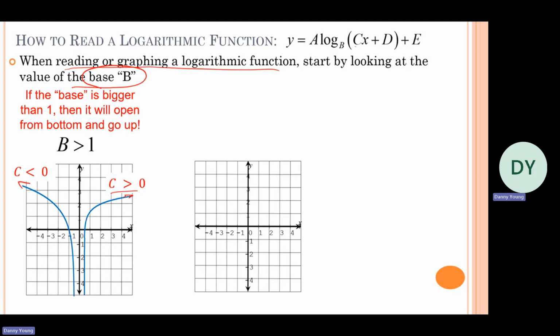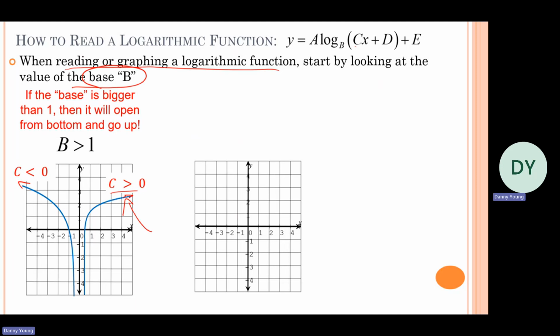Keep in mind that if the base is bigger than 1, it will always go from the bottom and go all the way up like that. B is your base. If you ever get confused, just think of the exponential graph. It's increasing, so therefore the inverse will look like this. Okay, that's number 1.